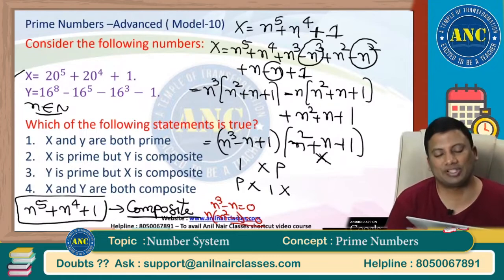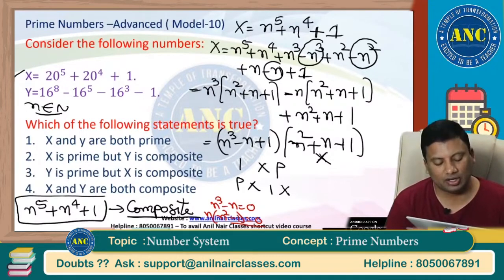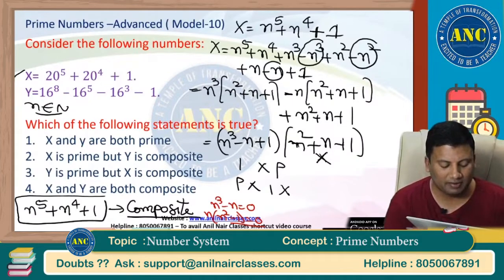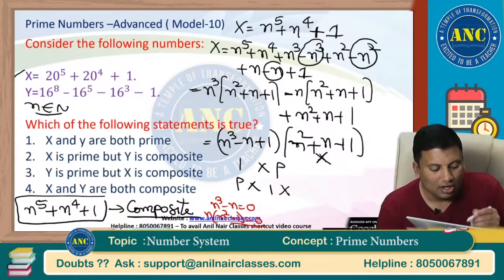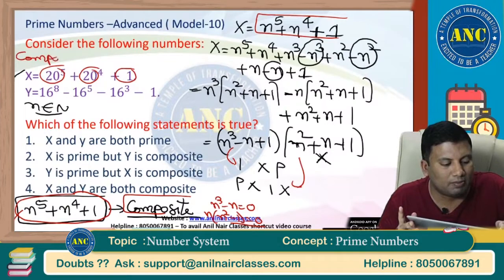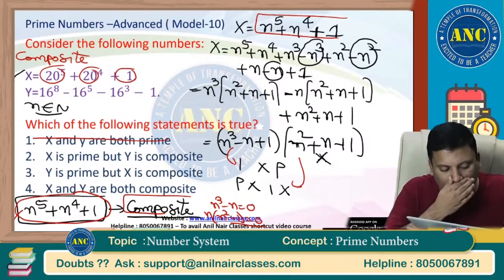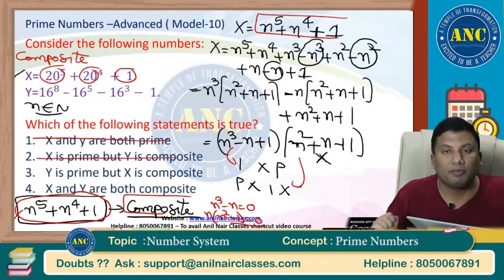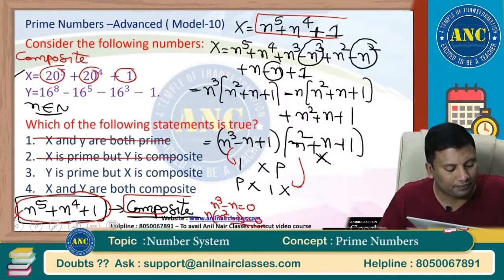N square minus 1 is n minus 1 into n plus 1. It is a product of 3 natural numbers, so it cannot be divisible by 0. Neither factor can be 1. So n power 5 plus n power 4 plus 1 is a composite number. So x is a composite number. X cannot be prime. First and second are out.